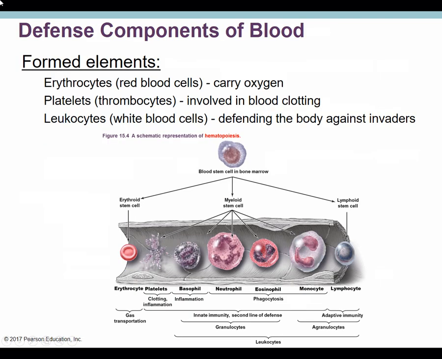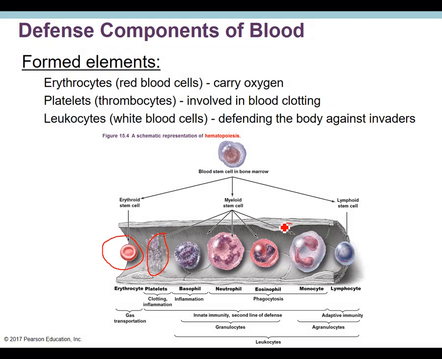Now, within the category of formed elements, we have three types of cells, and you need to know the common name and the scientific name, or the more technical name, for each. So red blood cells, also called erythrocytes, carry oxygen, and they're very uniform. They're shown here in this diagram. They look like little round cells. They're red. Platelets are also called thrombocytes. They're actually just fragments of cells, but they come from cells. They pinch off of cells in the bone marrow, and so they're included in the formed elements group.